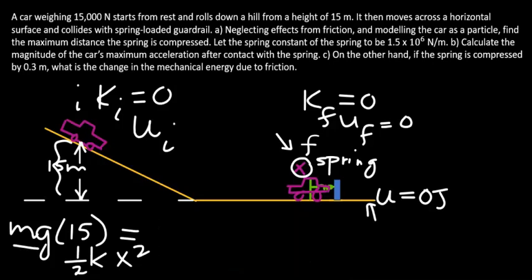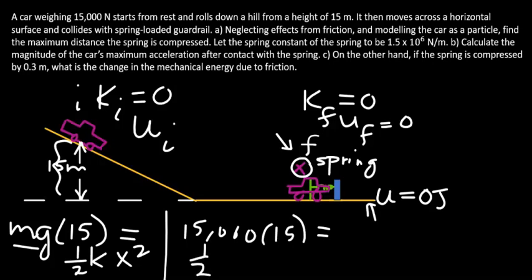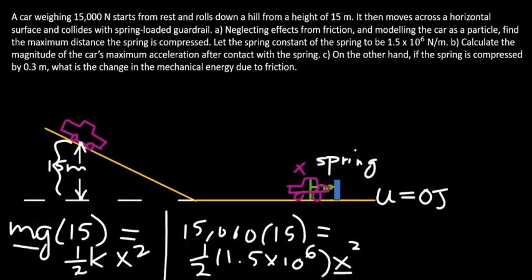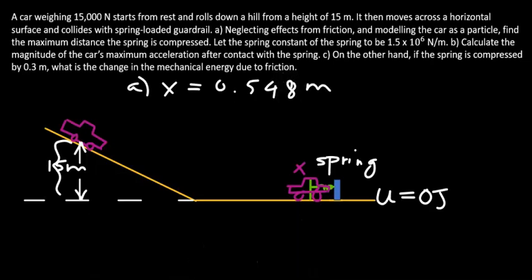mg is the weight of the car, so 15,000 newtons times 15 equals half the spring constant, which is given to be 1.5 times 10 to the power 6 newton per meter, times x squared, and x can be determined. Solving for x, we get x to be 0.548 meter.